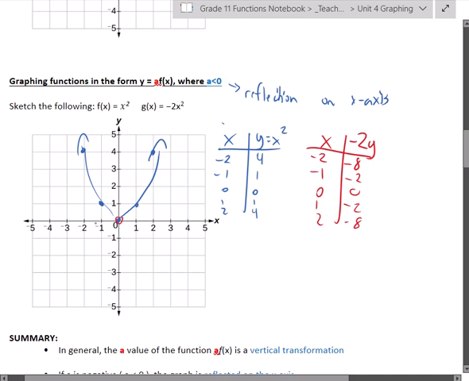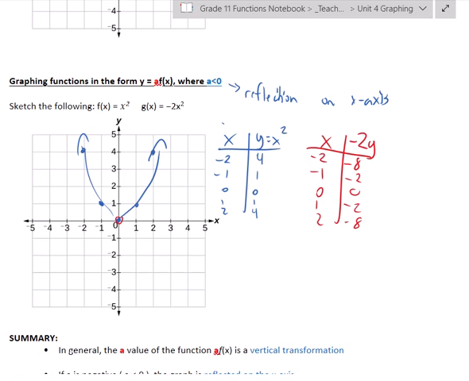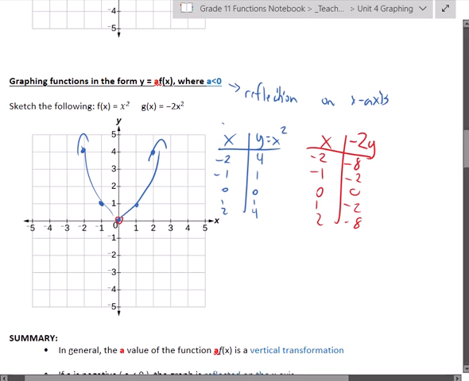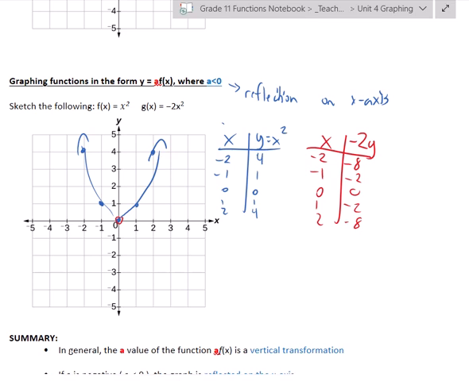So 0 again stays the same. You'll notice that when you do vertical transformations, if you have a point on an axis, it is likely not to change. Especially the origin. The origin cannot be changed by vertical transformations. Only translations can move the origin.